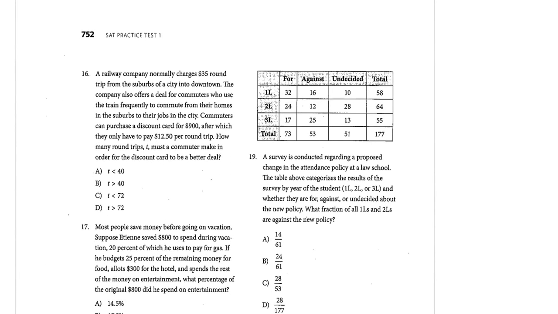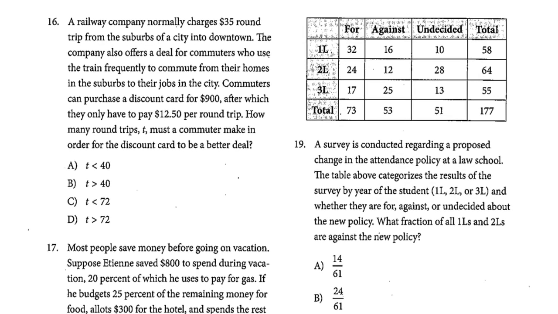All right, on to question 16 here. So we have a railway company that normally charges $35 round trip from the suburbs of a city into downtown. The company also offers a deal for commuters who use the train frequently to commute from their homes in the suburbs to their jobs. Commuters can purchase a discount card for $900, after which they only have to pay $12.50 per round trip. How many round trips T must a commuter make in order to make the discount a better deal?